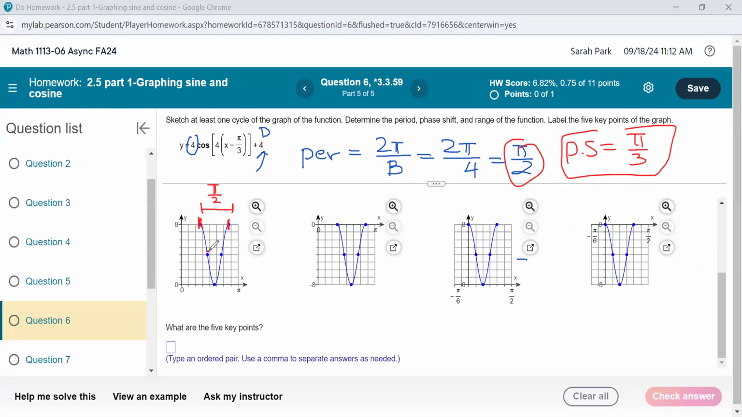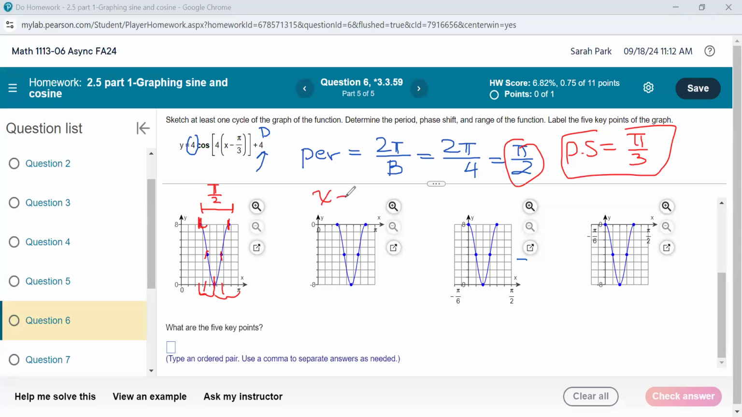But because I want the key points, we have to divide that into 4 parts, because we have 1, 2, 3, 4 parts we need to break up into. And that also matches your period. If you think about the unit circle, you have 1, 2, 3, 4 quadrants. And so how you get the 4 different parts is what we call the x scale.